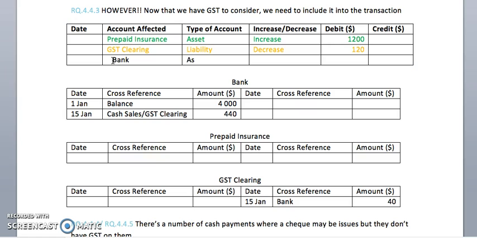Our bank is the last thing. It is decreasing. However, it's decreasing by the total amount that we are paying out. So $1,320, the full amount that we've had to pay, including the GST. So if we put that down now, our bank, with the date in here, sorry, we're going to do the 31st of Jan.